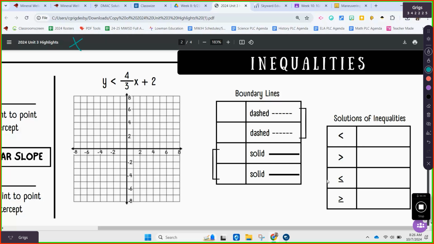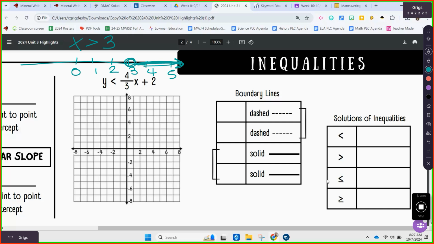If I had x is greater than 3, where would my circle be? On the 3, and then I would shade. But it wouldn't be filled in, right? It would not be filled in. So when I graph something, anything that's shaded is part of the solution set, correct? So, 4 is greater than 3, is that true? Yes. 5 is greater than 3, is that true? Yes.